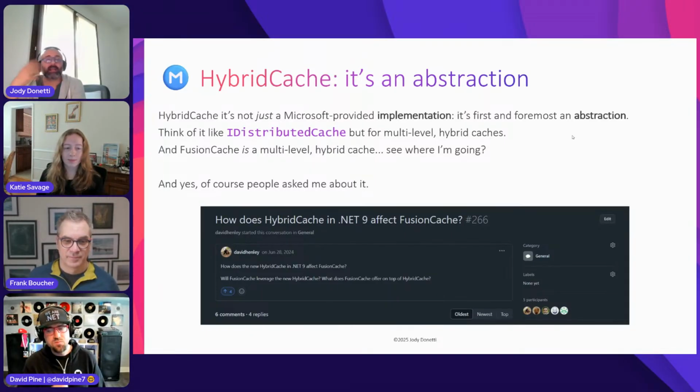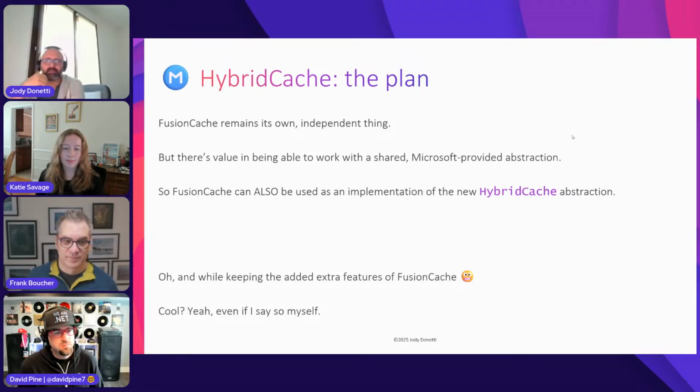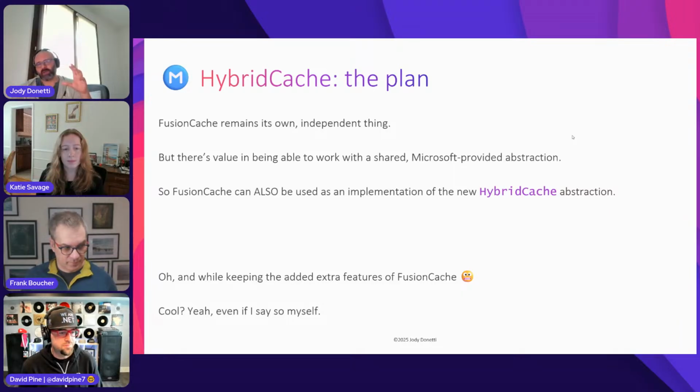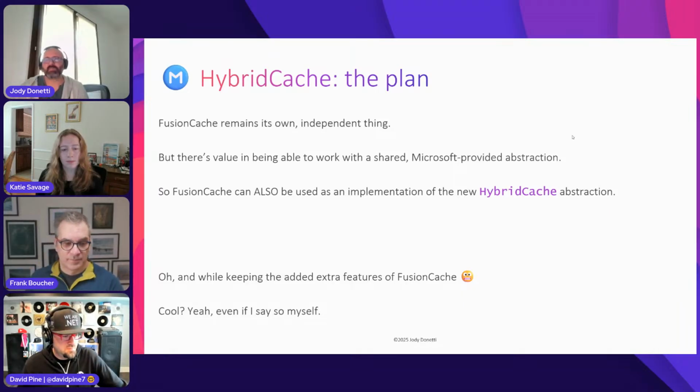So I took some time and I highlighted my idea. And basically, this was the plan. Today's reality: FusionCache remains its own independent thing, as it was before. But now there's value in being able to work with a shared Microsoft-provided abstraction, HybridCache. So FusionCache can also be used as a third-party implementation of the new HybridCache abstraction. So HybridCache is an abstraction. There's a default Microsoft implementation, first-party, and there can be one or more third-party implementations, one of which happens to be FusionCache. So you can use that as an implementation of HybridCache, but also keep basically the vast majority of the extra features of FusionCache, even when you use it as a HybridCache implementation.